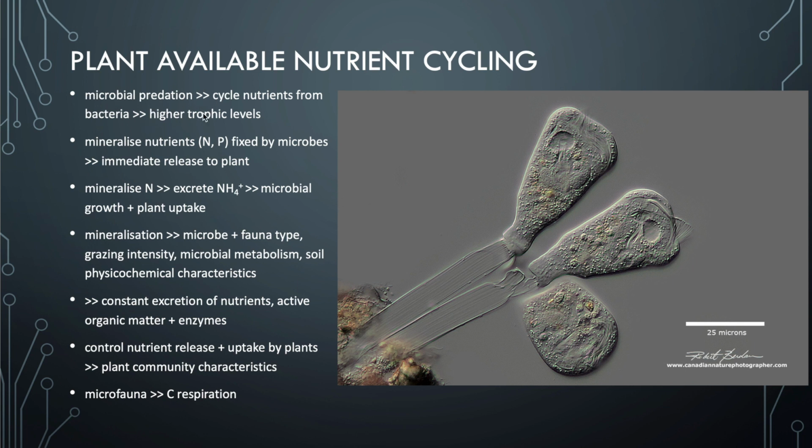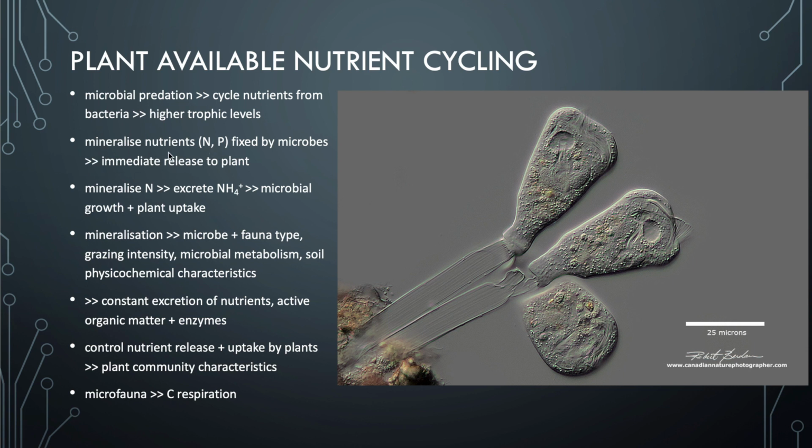So first of all, there's microbial predation, and nutrients are cycled from the bacteria to higher trophic levels. That means whatever eats the protozoa, which now has these nutrients from the bacteria, those nutrients are now automatically available as the protozoa is being consumed. But also, as protozoa consume bacteria, they actually mineralize those nutrients, from the organic bacterial-bound form to the mineral form. And this is particularly true for nitrogen and phosphorus, which are originally fixed by the microbes.